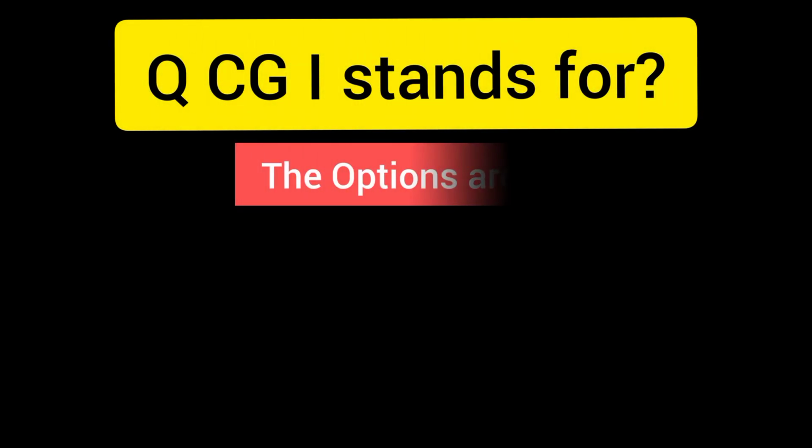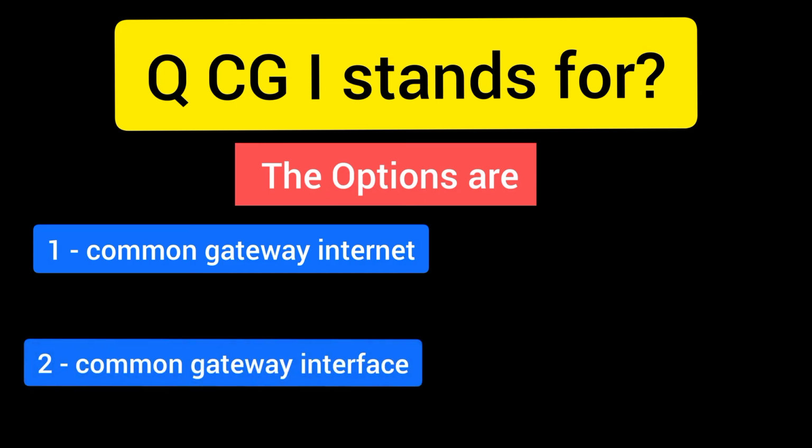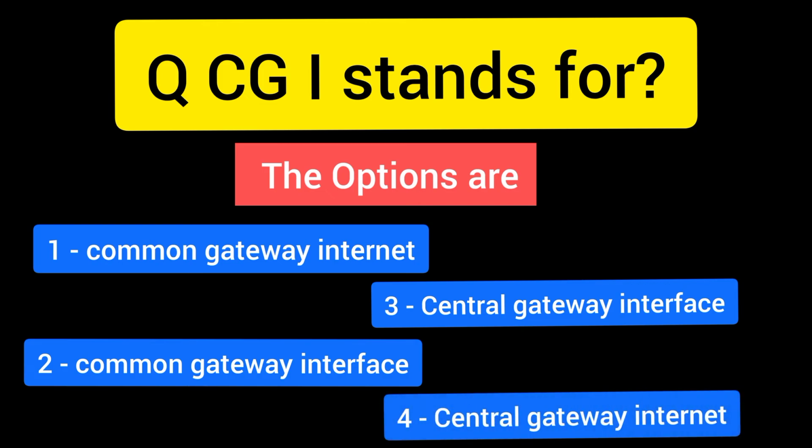Question number 23, CGI stands for, and the options are option number 1 Common Gateway Internet, option number 2 Common Gateway Interface, option number 3 Central Gateway Interface, and option number 4 Central Gateway Internet, and the right answer is option number 2 Common Gateway Interface.